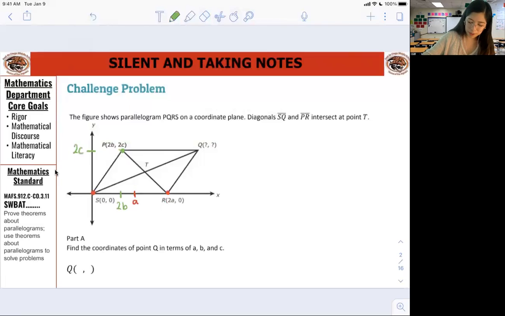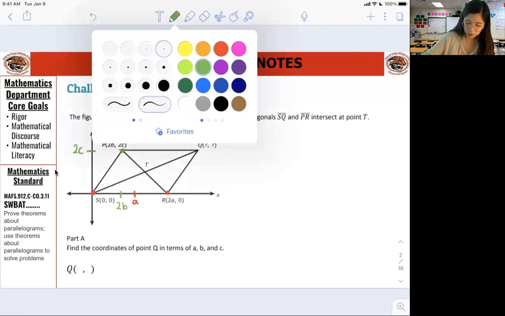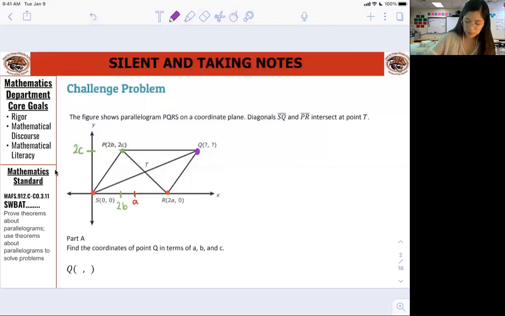Okay. Well, now we need to figure out where in the world is Q. All right. Well, Q is at the same level as P, right? So we know at least the y value. We know that the y value is the same for P and Q. So we know that this one is going to be 2c, just the y value. So it's something, 2c. The x is what we don't know. We've got to figure out where we are at this point.